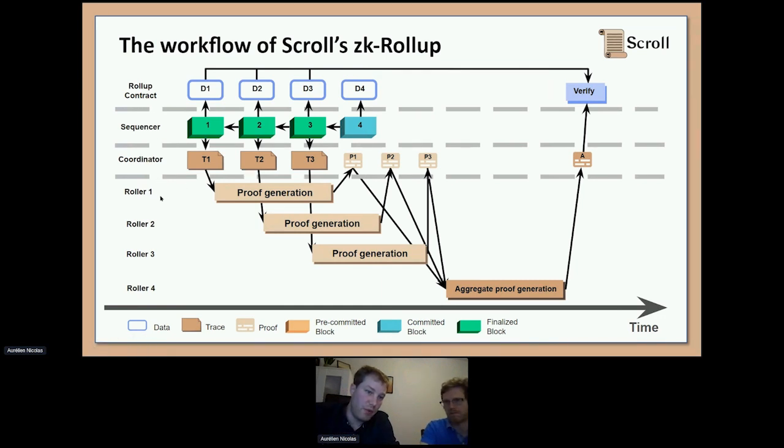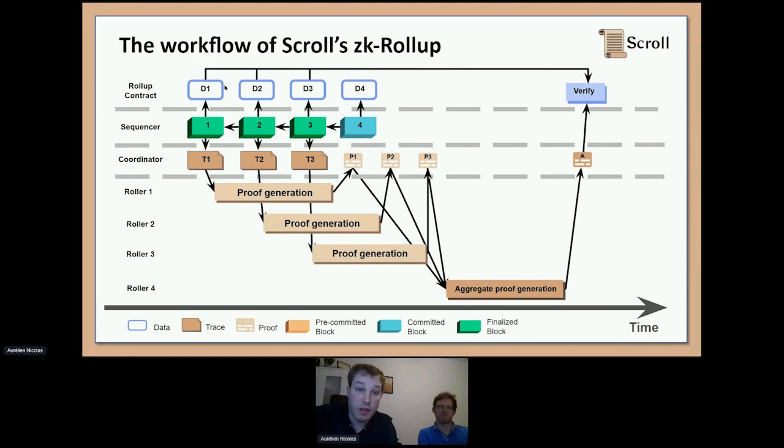Yes, and the provers, or we call them rollers, they really work as a service, right? They're not the ones communicating with the chain. It's the sequencer that requests, please make me a proof, and when it's there, then it can proceed.